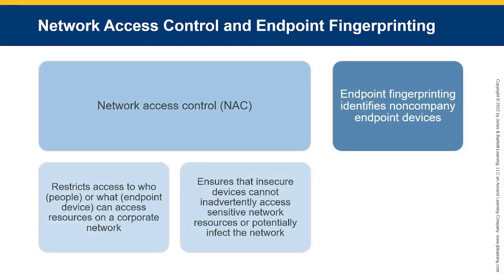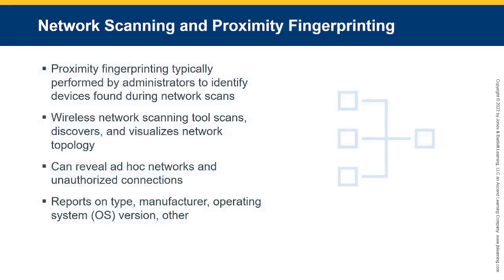Endpoint fingerprinting identifies the non-company endpoint devices. It uses NAC, so it restricts access to who or what can access resources on the corporate network. It ensures that insecure devices cannot inadvertently access sensitive network resources or potentially infect the network.